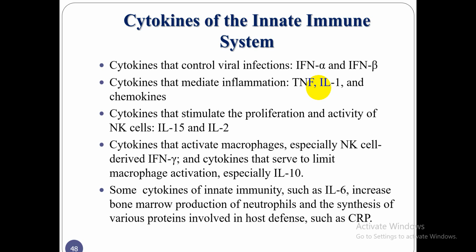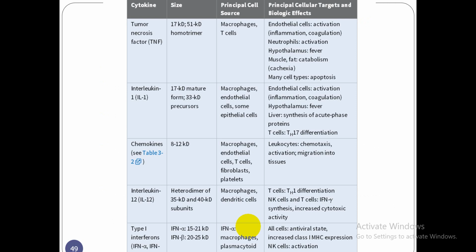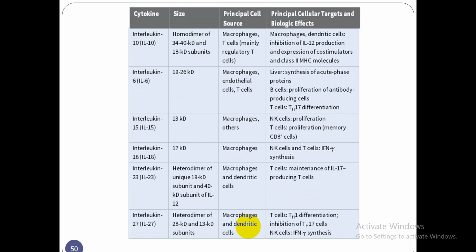Some cytokines like interleukin 6 could increase the production of neutrophils from the bone marrow, and also the production of some proteins like C-reactive protein. And here you see in these tables the major cytokines that belong to the innate immune system.